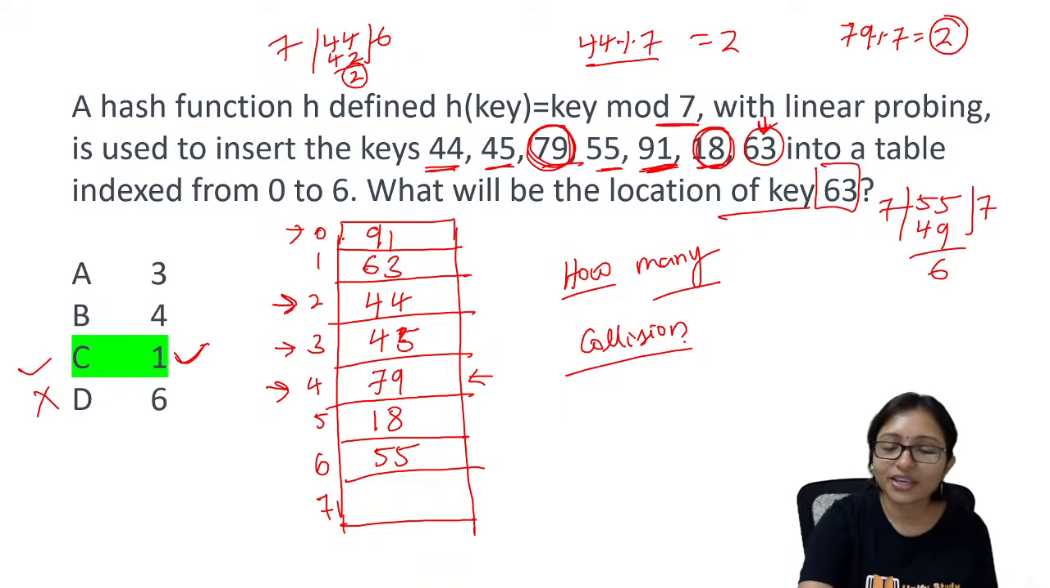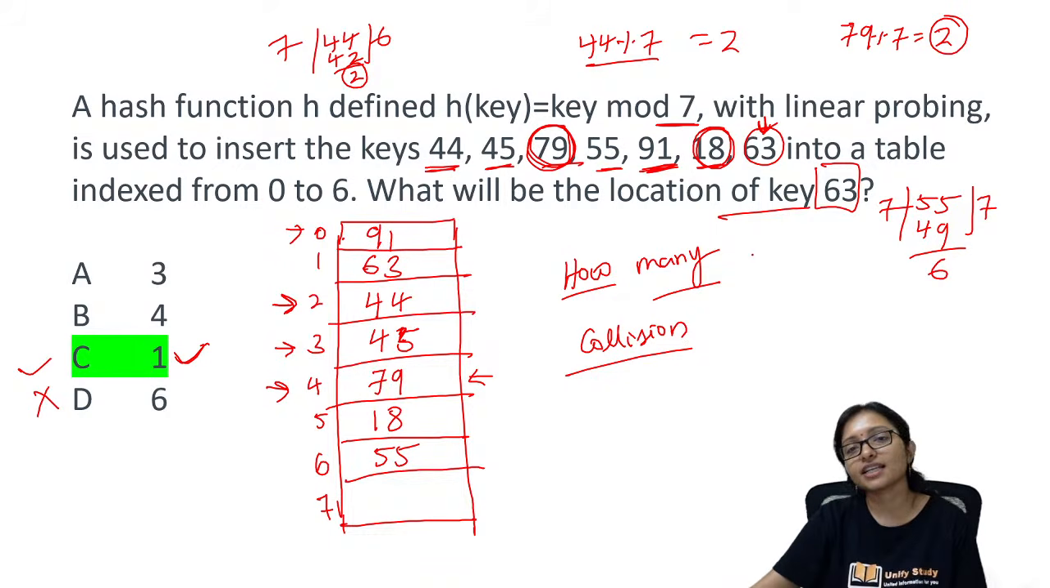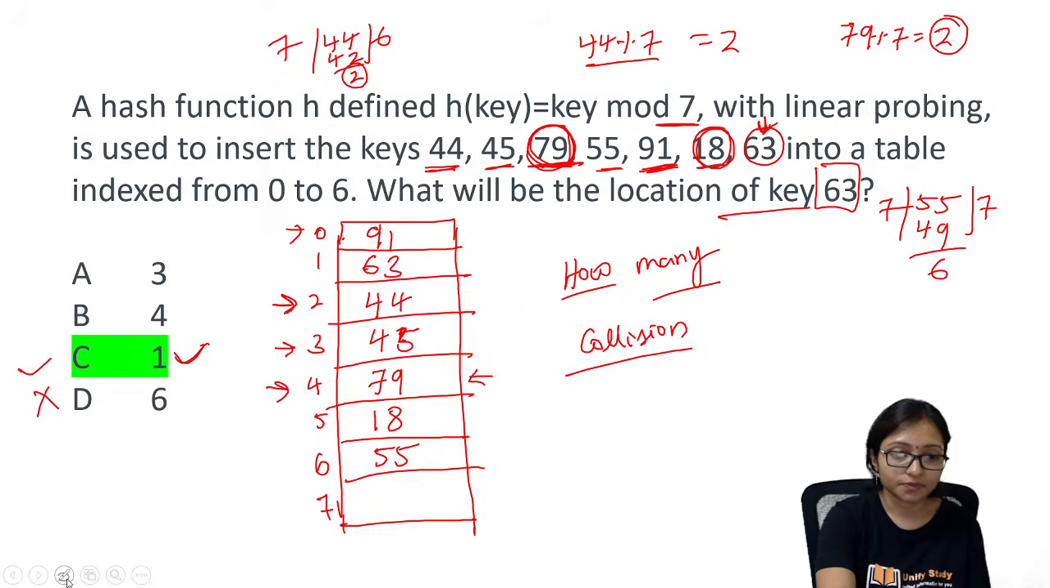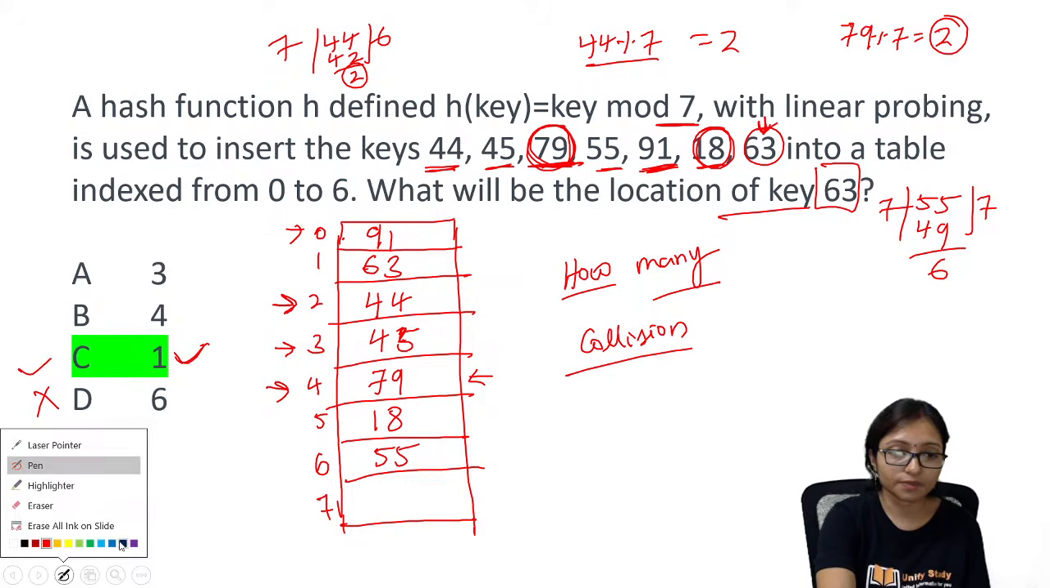Yes. So here, you are telling the number of collisions is 3 or 4. What is the exact correct answer? What is the correct answer? 3, 4. Answer 3 is coming. So for 79, how many collisions occur? You can count in this way.